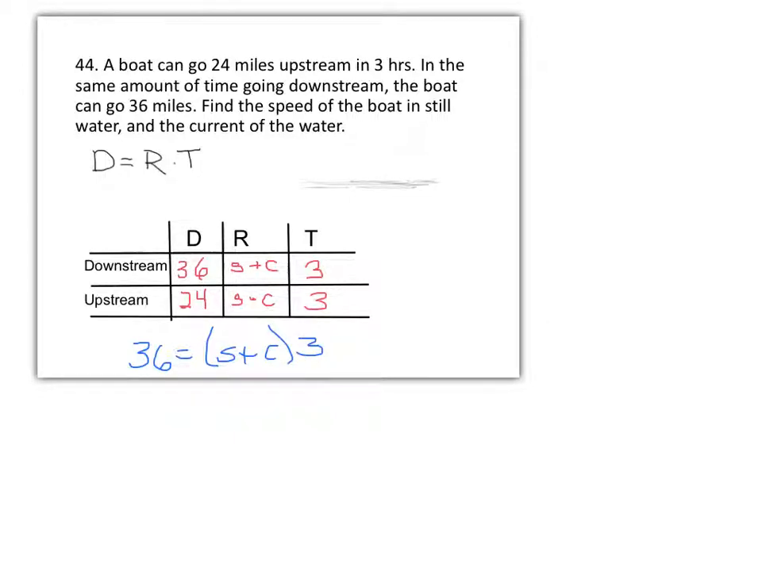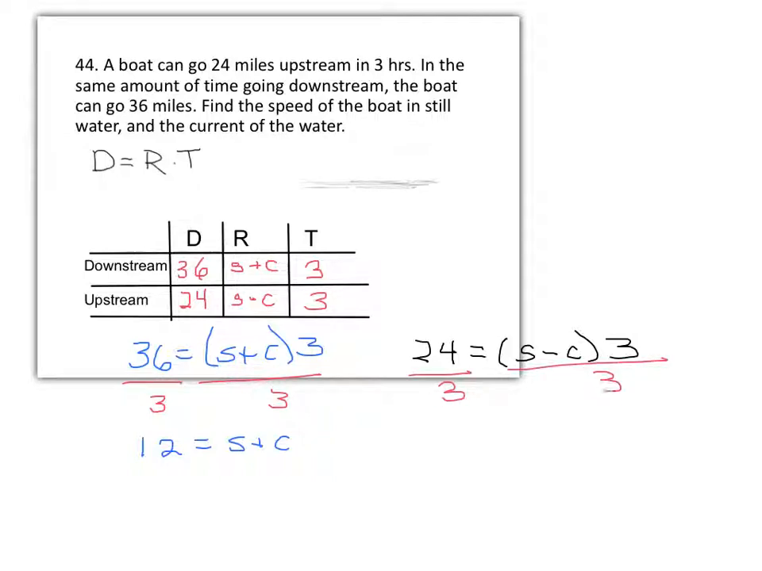Now let's divide both sides by 3, and we get that 12 equals S plus C. Now let's look at going upstream. In upstream, when we have distance equals rate times time, we have 24 equals, and this time our rate is S minus C, times time, which is 3. And when we divide both sides by 3, we get that 8 equals S minus C.